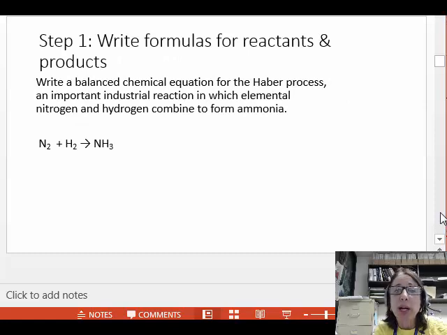Step 1 is to write the formulas for the reactants and products. Elemental nitrogen and hydrogen exist as diatomic molecules. Since we are told that nitrogen and hydrogen combine, we know that these chemicals react, or are the reactants. We are told that ammonia is formed, so that is our product. Our unbalanced chemical equation is capital N subscript 2, or nitrogen, plus capital H subscript 2, or hydrogen, arrow, or forms, capital N, capital H subscript 3, or ammonia.